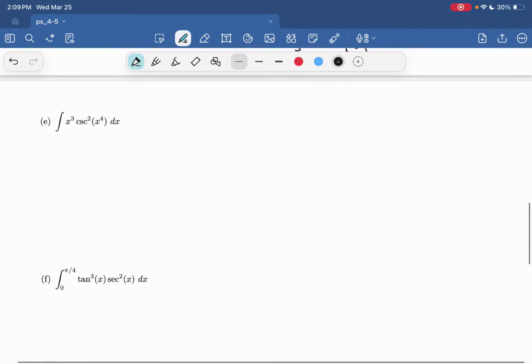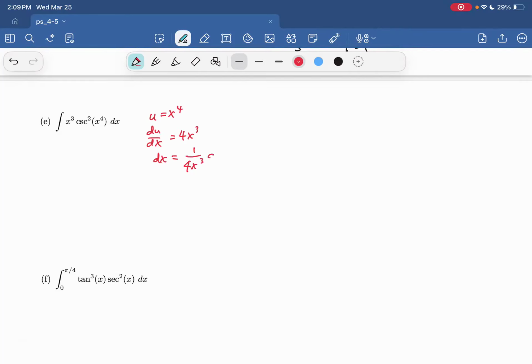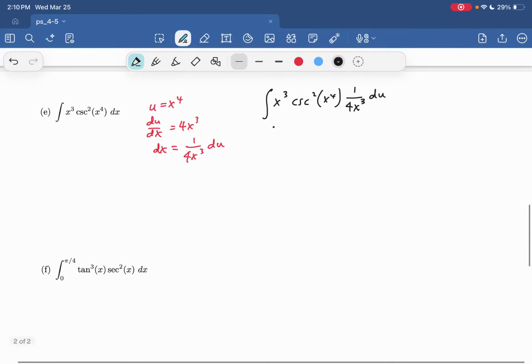Next one, here u would be x to the 4th, which means that du dx is 4x cubed, which means that dx equals 1 over 4x cubed du. And so if we plug this in, we're going to have x cubed cosecant squared x to the 4th, 1 over 4x cubed du, which means that this is the integral of 1/4.